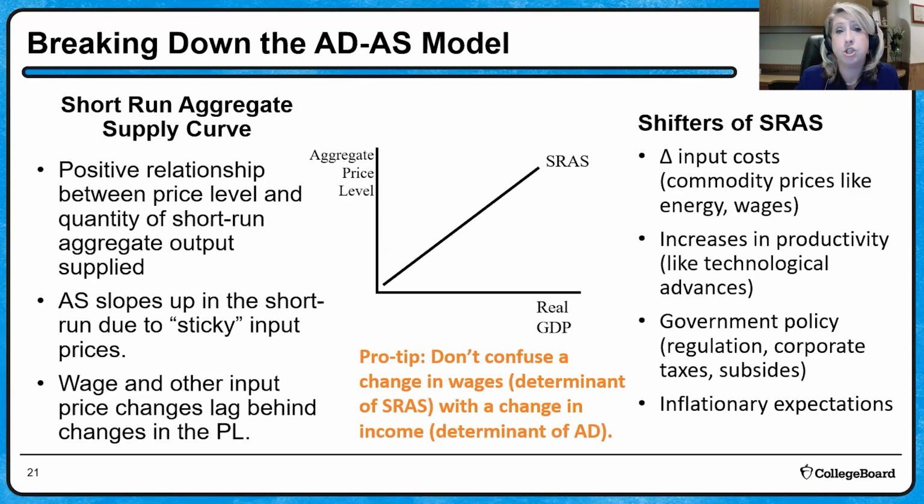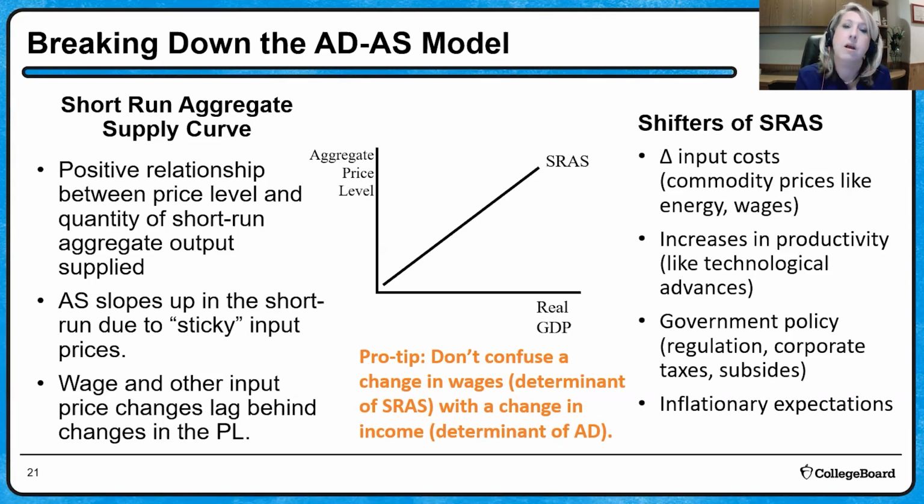And finally, don't confuse a change in wages with a change in income. And of course, you're absolutely right. If wages rise, that tends to mean that households have more income. That makes total logical sense. But in some ways, these are like code words. If you see wages, we want to understand it from the firm side.